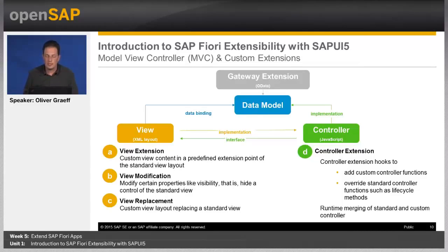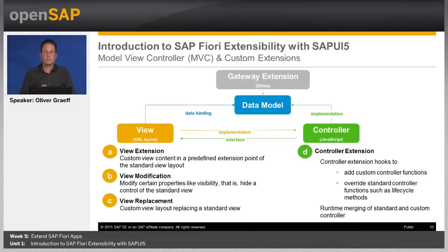So this is the last slide to explain the concepts in SAP UI5. As you know, SAP UI5 structures its applications with the model view controller concept. So first thing is you have a data model. We talk about the data model and extending the data model in another unit of this course. And we have the view implemented as an XML view layout, and we have a controller implemented in JavaScript, and the controller is handling all the data binding, data flow between the views and the data model.